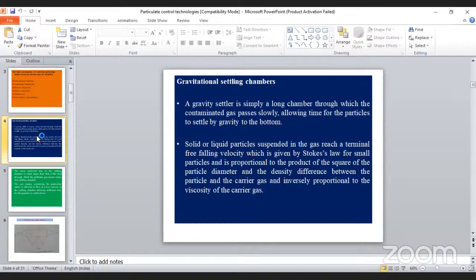So the square of the particle diameter and the density difference between the particle and the carrier gas, divided by the viscosity, inversely proportional to the viscosity of the gas, is directly proportional to the terminal free-falling velocity. When it is like that, whatever the solid or liquid droplets are present in the gas stream which you want to purify, from that the particles will be settled down.